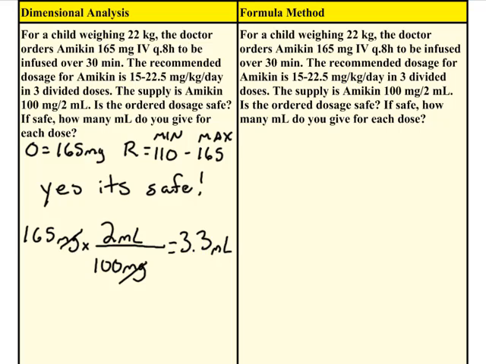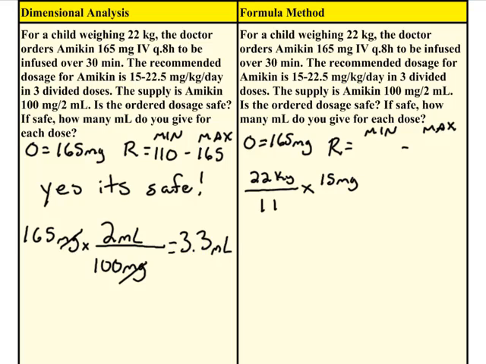Well, in order to discover if this order is safe, we're going to have to compare our order of 165 milligrams to the specific drug dosage range for our child. We'll have to find the minimum and the maximum dosage range for our patient. We have a child who weighs 22 kilograms. We can see that the minimum dosage is 15 milligrams per 1 kilogram. We can perform this calculation and we discover that we can give 330 milligrams per day.